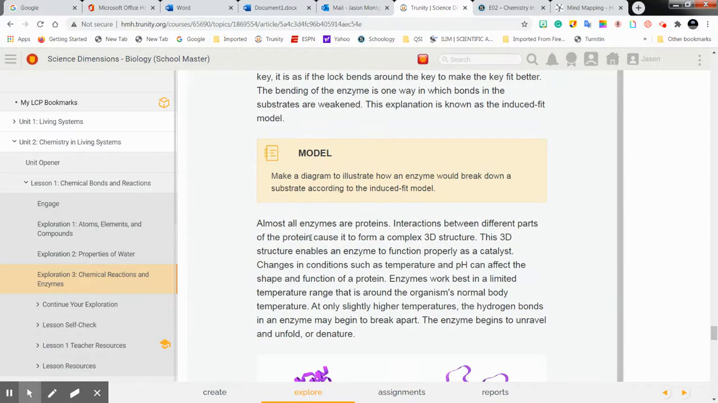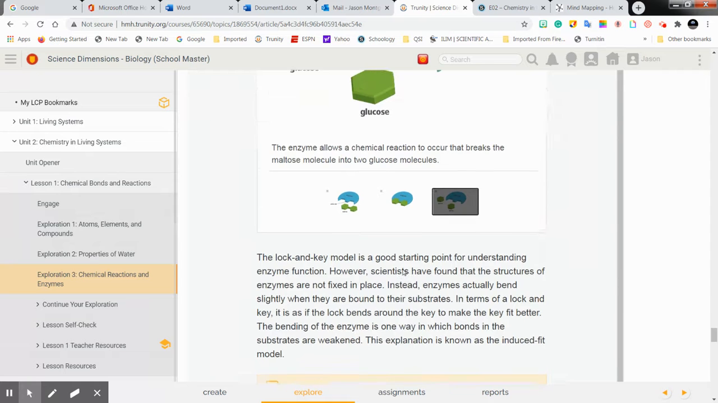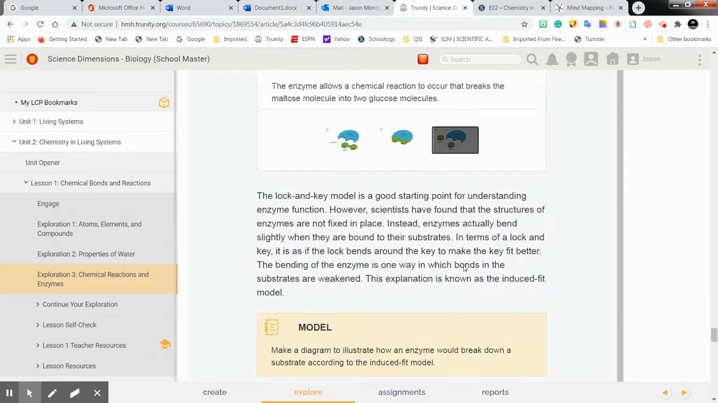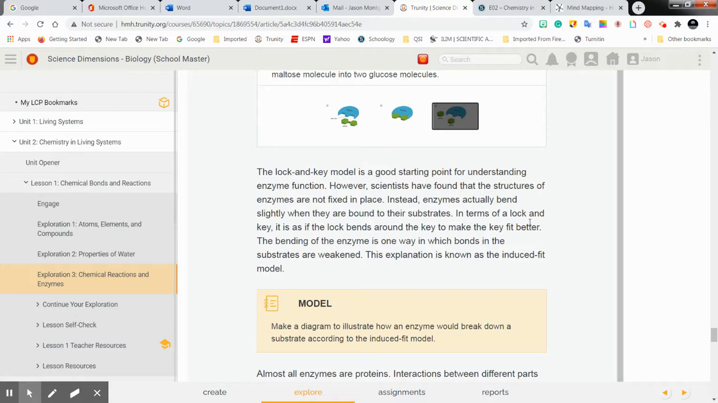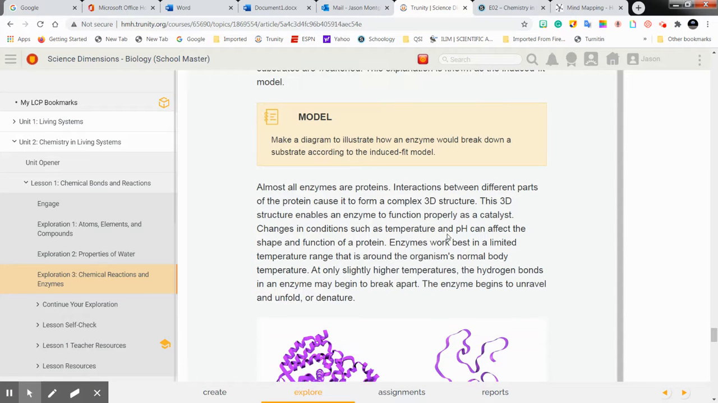Okay, and so almost all enzymes are proteins, with the exception of a few. So what you're going to do here, your next assignment, is you're going to make a three-dimensional model of an enzyme and a substrate. And I'm going to post this video on this assignment for you. So you can read over the last part here, but the key important functions you have to understand.